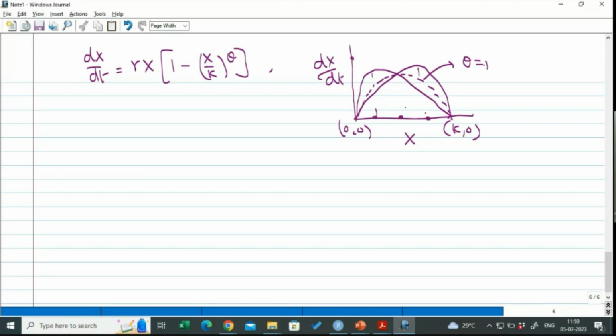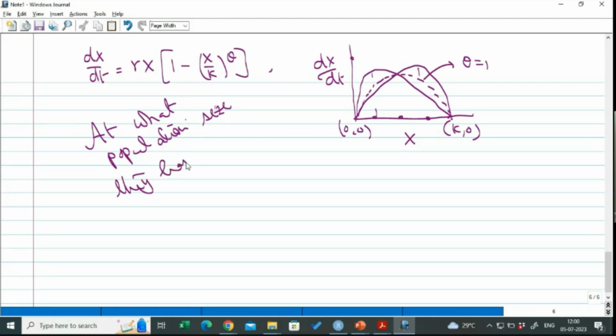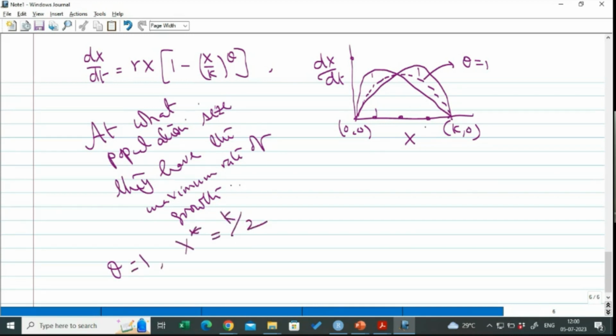So that means, answer the question: at what population size do they have the maximum rate of growth? So what is the maximum rate of growth? When theta is equal to 1, symmetric, then x star, the maximum growth rate, is equal to K/2. However, when there is asymmetry over here, then the maxima are shifting as a function of theta.